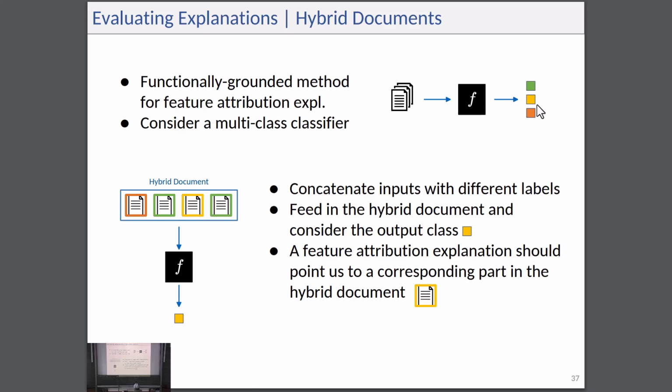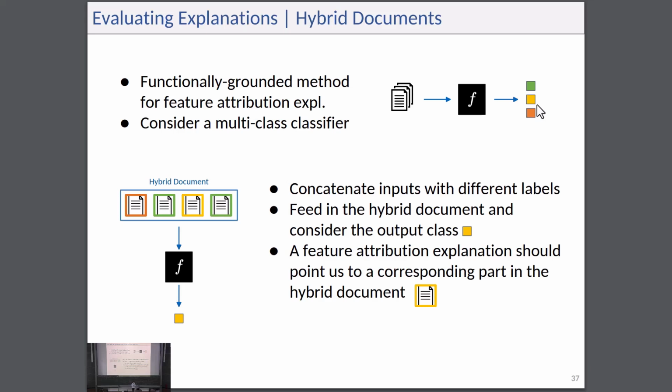Then we can take a bunch of those documents and just concatenate them. Now I get a hybrid document, where I have parts that belong to class red, parts that belong to class yellow, and so on. Then I feed it into the model, and the model gives me an output, in this case yellow, but it doesn't really matter what it gives you. Then I can take that class and ask the explanation method, please tell me which parts of the input are the most relevant for that prediction. If the class I'm considering is yellow, then the explanation method should point to the parts that belong to the yellow document.